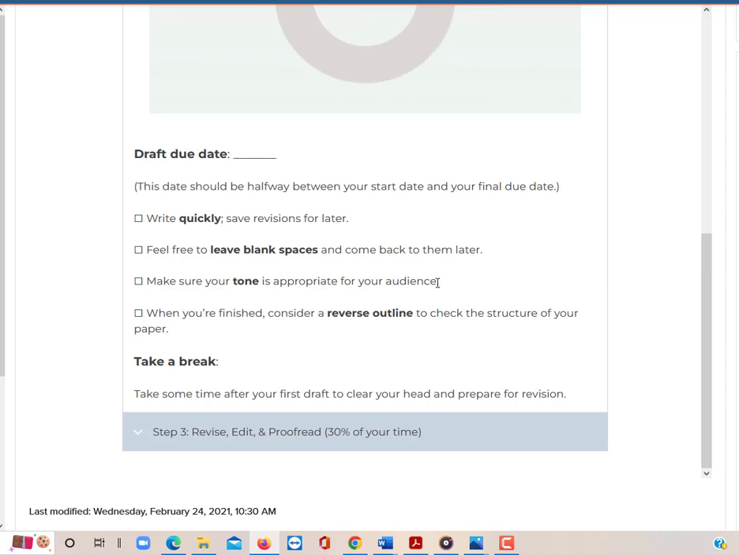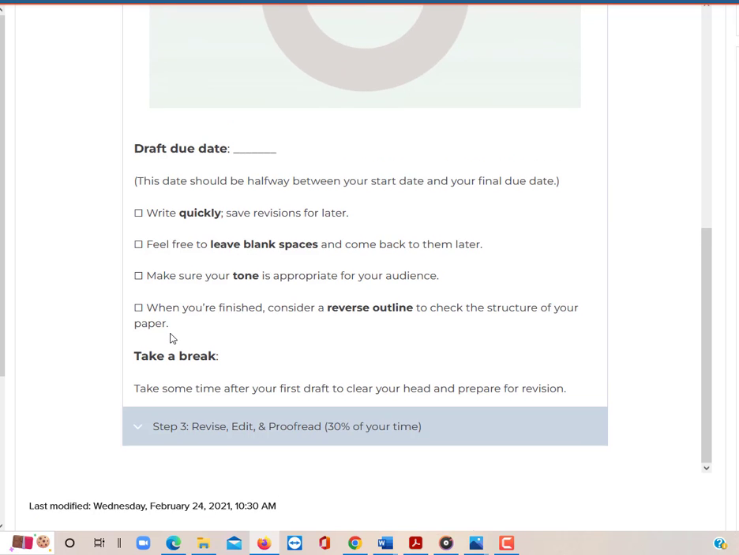So instead of saying you need to exercise, you would say people need to exercise. So you're going to replace everything with people. People need to exercise to stay in good shape. When you're finished, consider a reverse outline to check the structure of your paper.